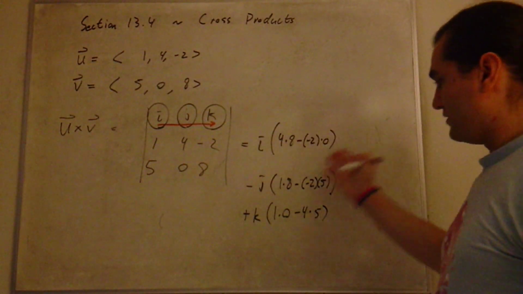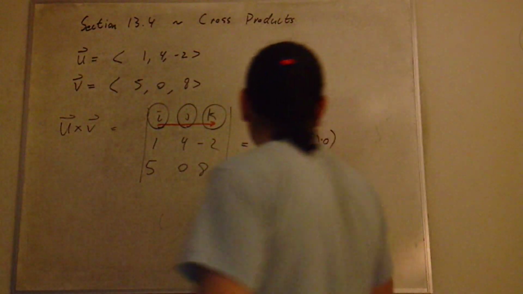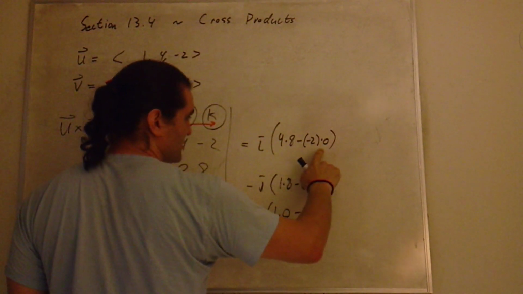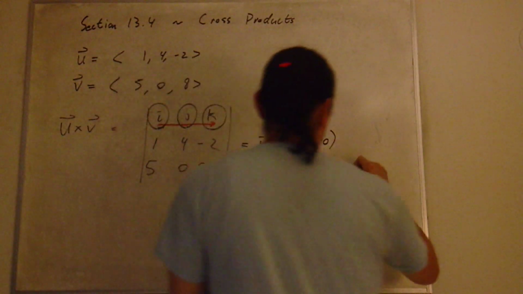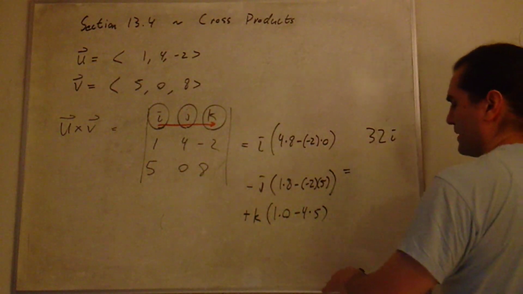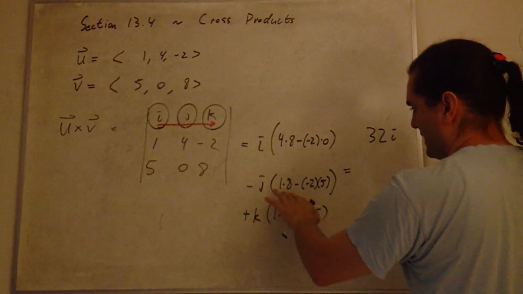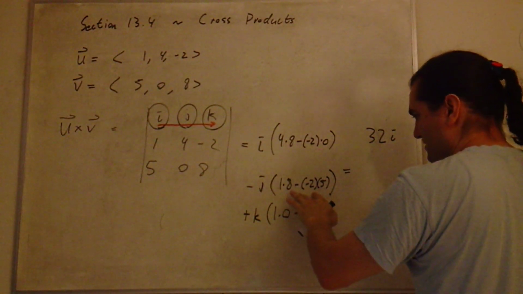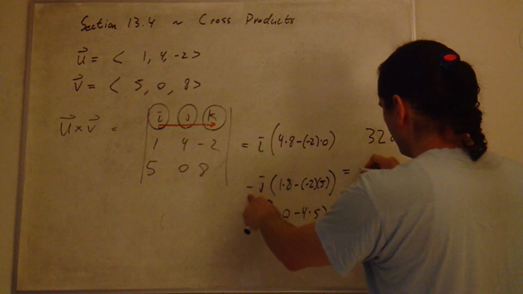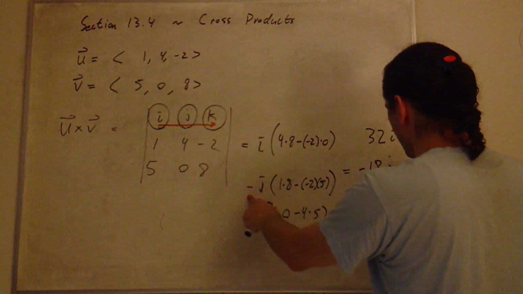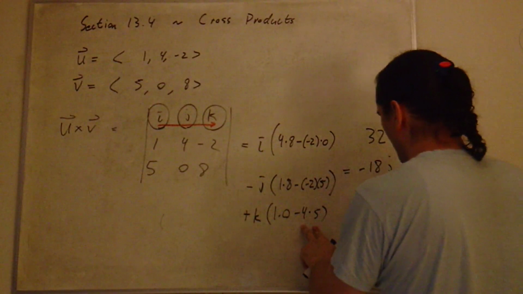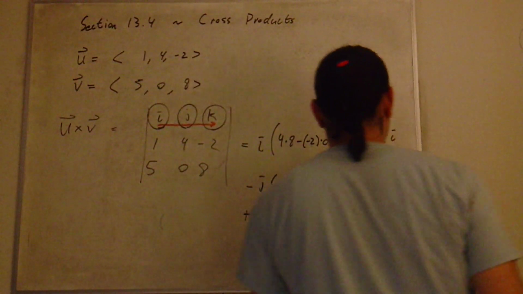And then you just calculate these things. 4 times 8 is 32 minus this is 0. So you should get 32i. This is 8 plus 10, but it's negative. So negative 18j. And this is 0 minus 20, so minus 20k.